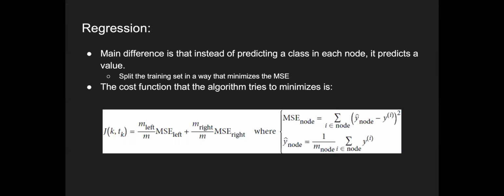As the name implies, CART could also be used for regression tasks. It looks similar to the classification tree. The main difference is that instead of predicting a class in each node, it predicts a value. So the training split is to minimize the mean squared error. The cost function that the algorithm tries to minimize is this equation.